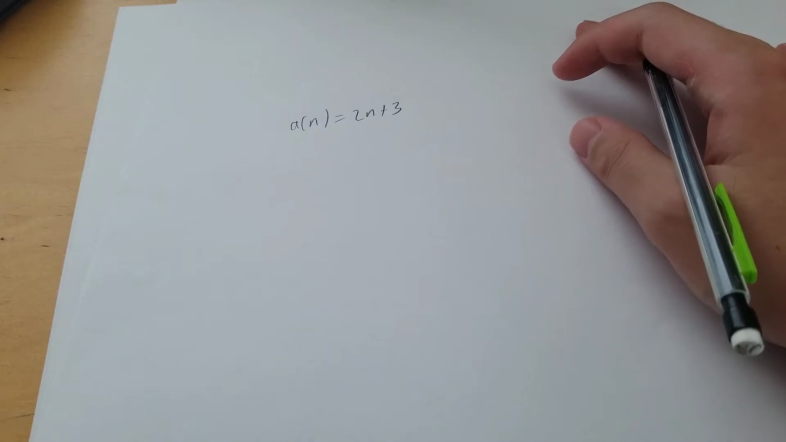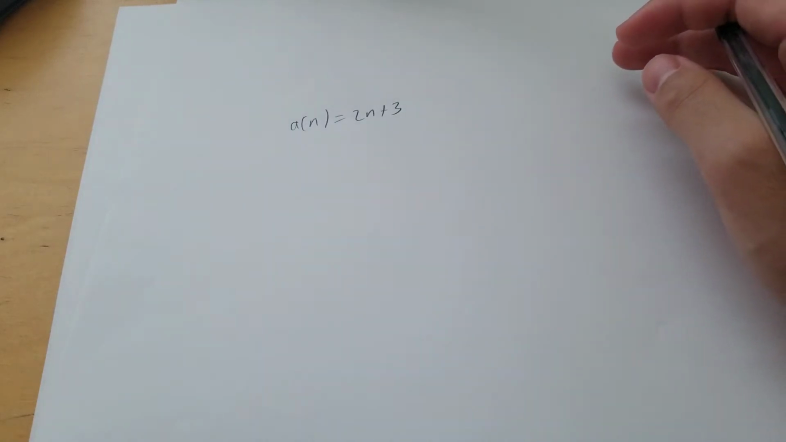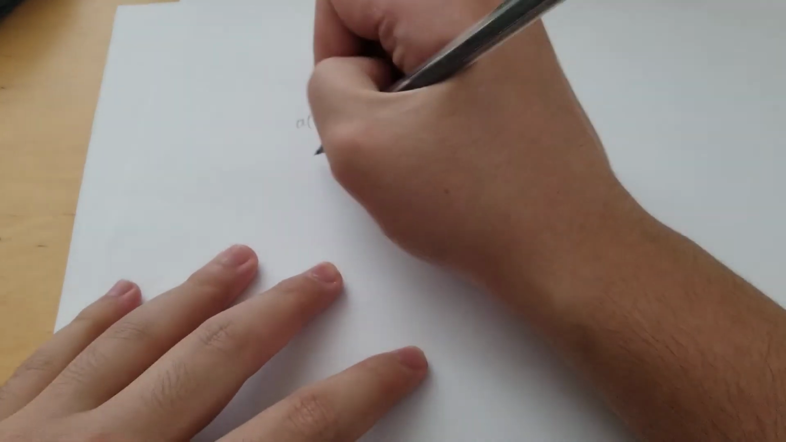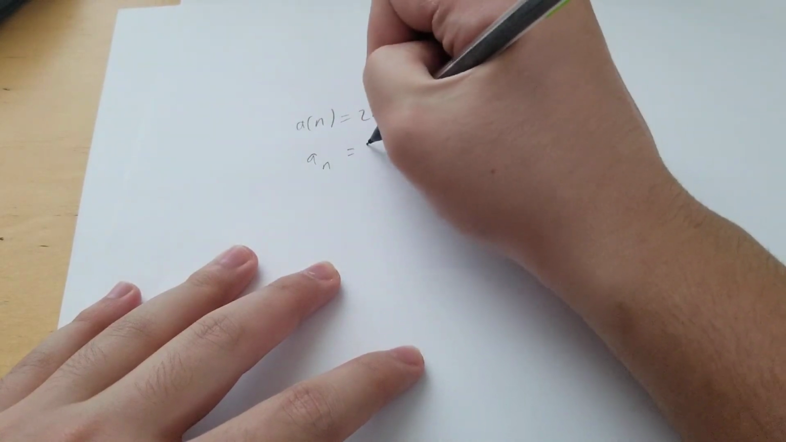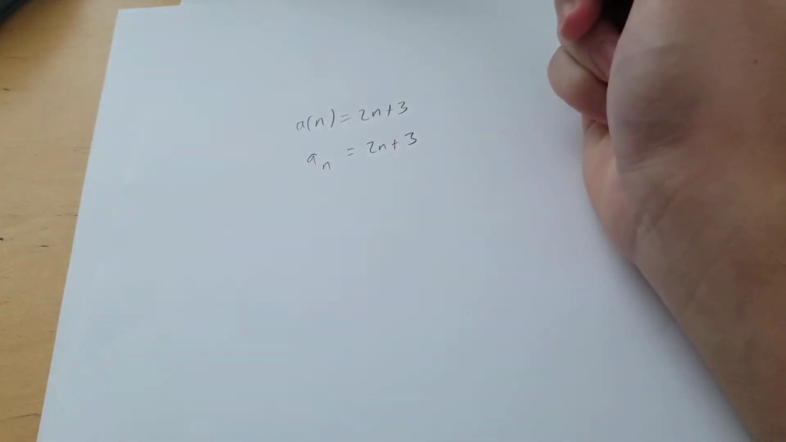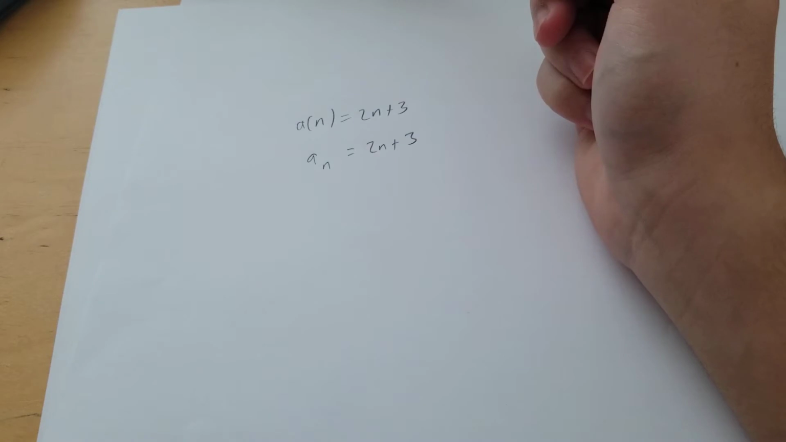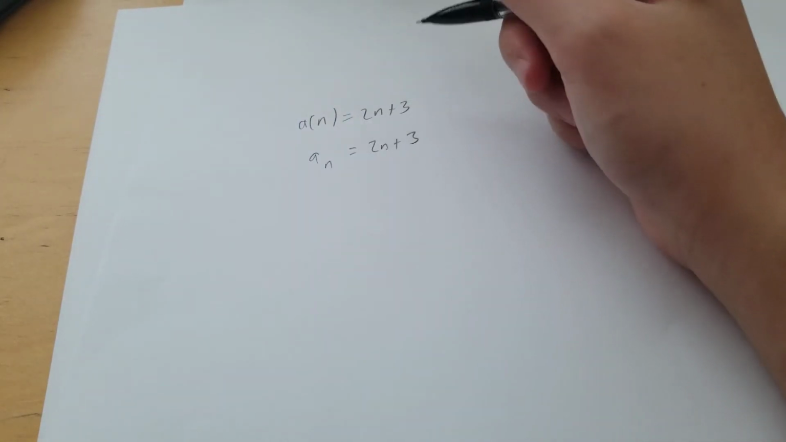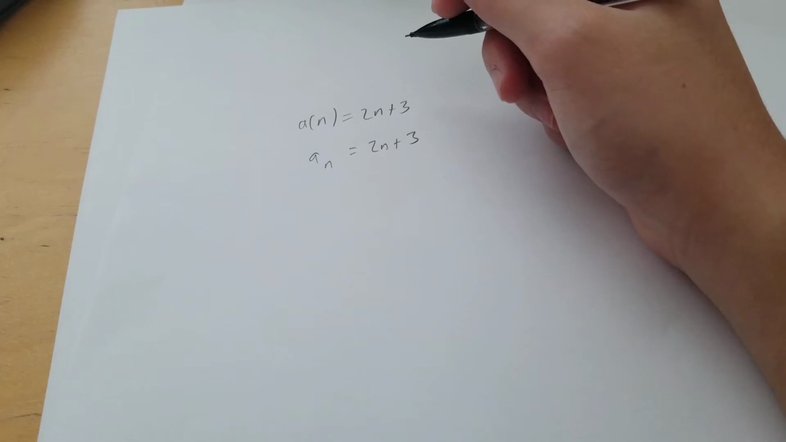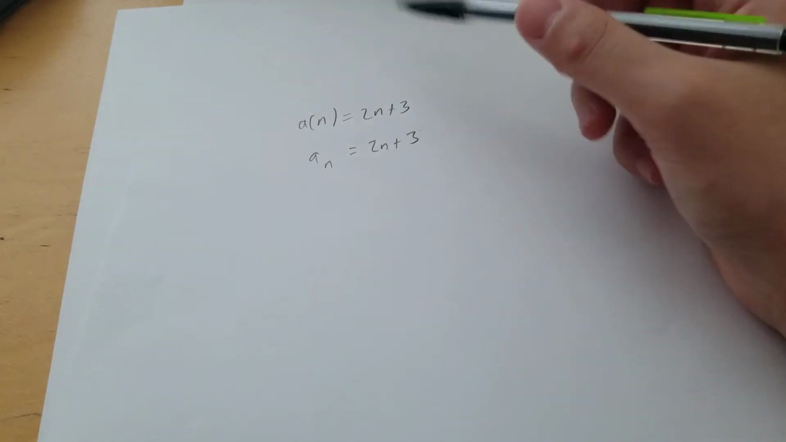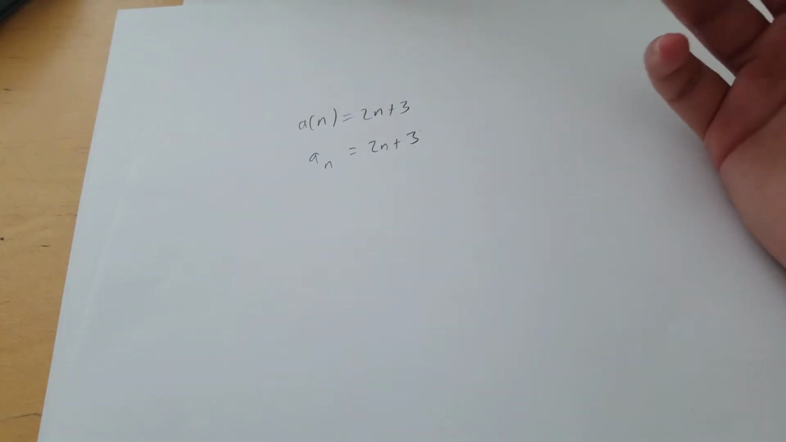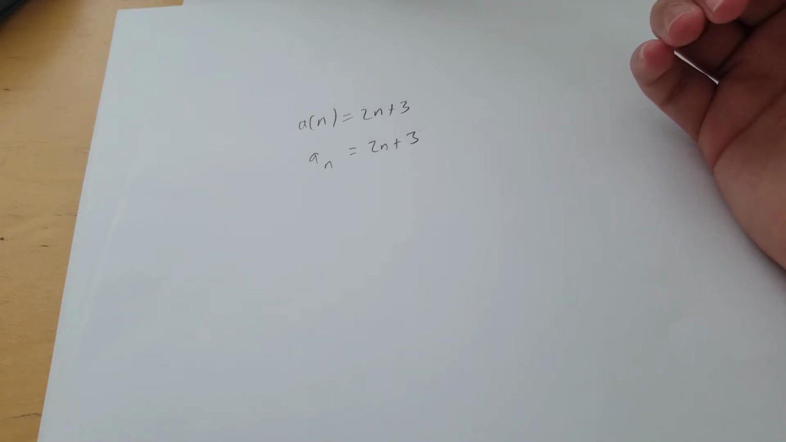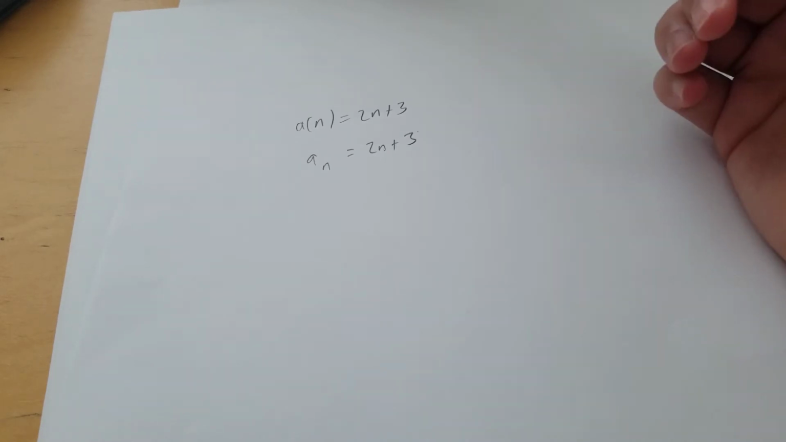An alternative notation is with a subscript, like a sub n equals 2n plus 3. By substituting the values 1, 2, 3, 4 for n, the first 4 terms of the sequence can be determined. So you basically just plug in. Pretty simple.